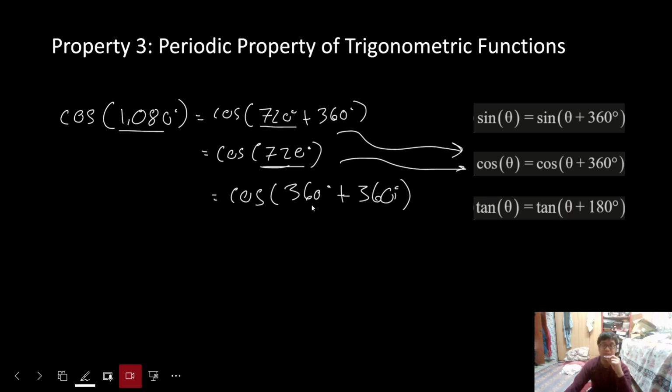360 degrees. And what angle do we use here? Think of what angle we use here, if we're going to add 360 degrees, that results in 720. That will be our answer, which is cosine of 360 degrees. So what is cosine of 360 degrees? It's 1. And we're done. That's it.